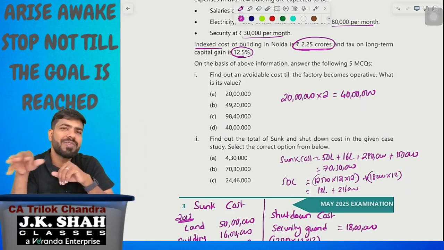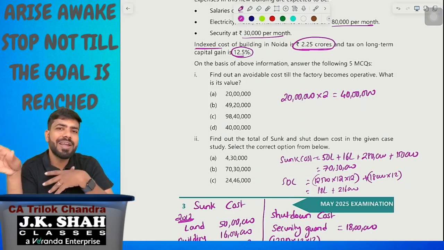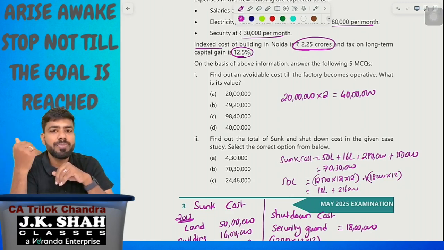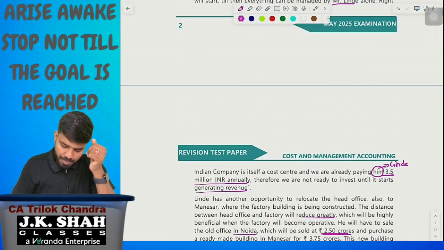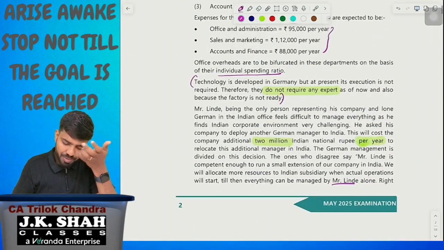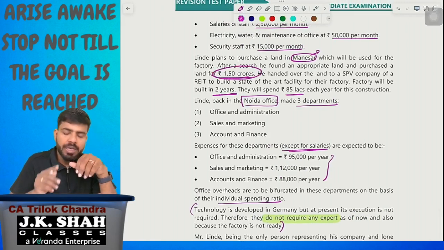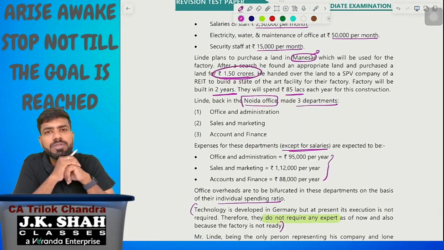He is planning to start with the factory. So he found the land in Manesar, and he purchased that property. He purchased that land for 1.5 crores, and that property has been given to the builder.